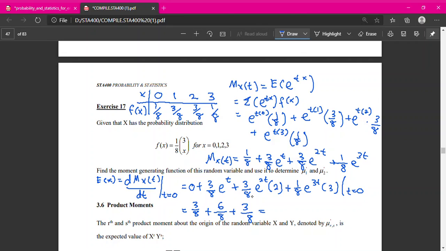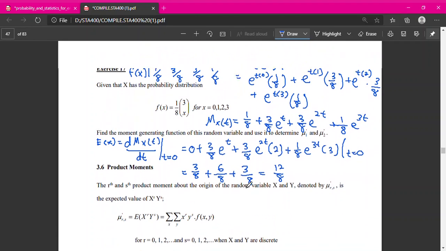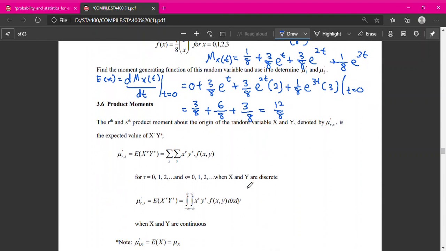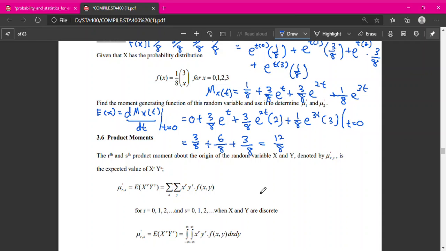Bila kita replacekan t with 0, so you will get 12 over 8. Okay, so you akan dapat min-nya adalah 12 over 8. Alright, so I buat kat bawah ni je lah ya. Actually ni dah tajuk lain.